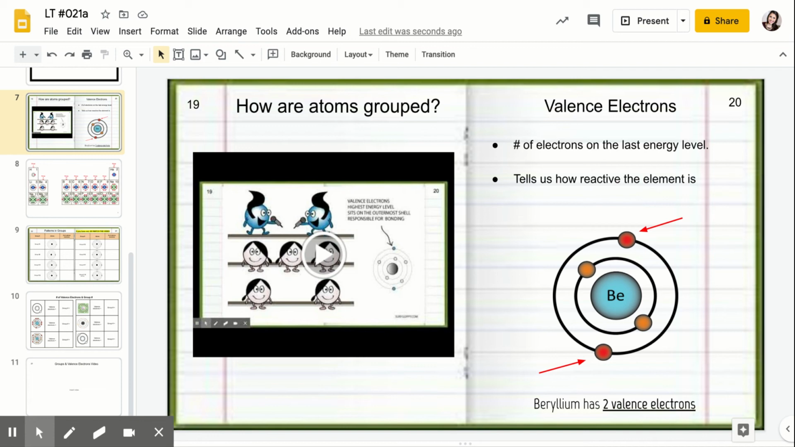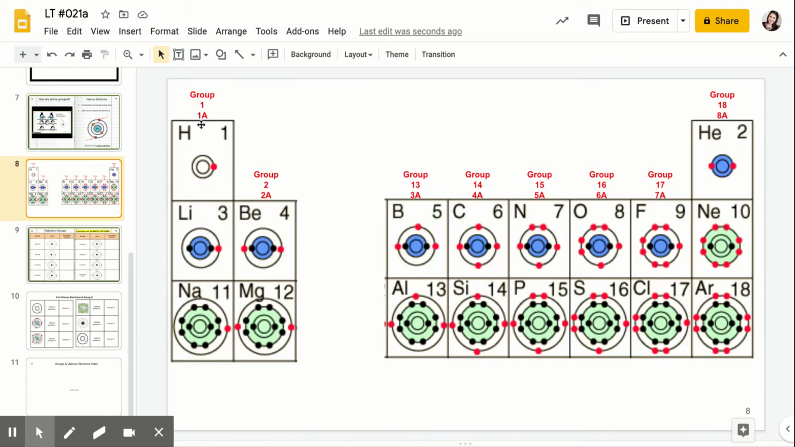So now that we know what valence electrons are, remember they're the electrons on the last shell. Now we're going to look at patterns. We talked about how atoms are grouped. They're grouped by valence electrons, and so we're going to look at that. Here, remember on your periodic table, it says 1A. All I did was add the word group on top. So everything in group 1 will have one valence electron.